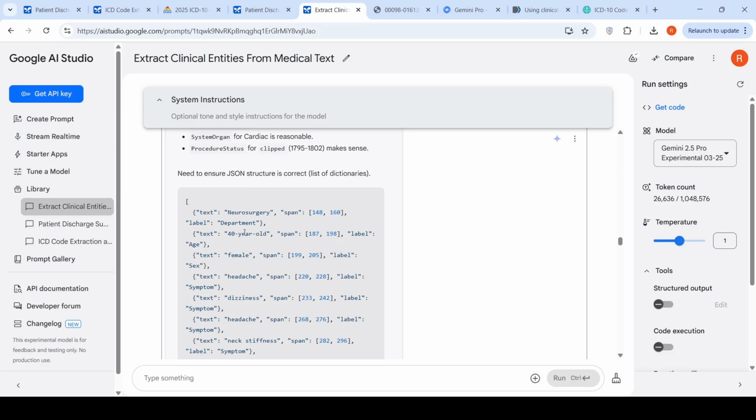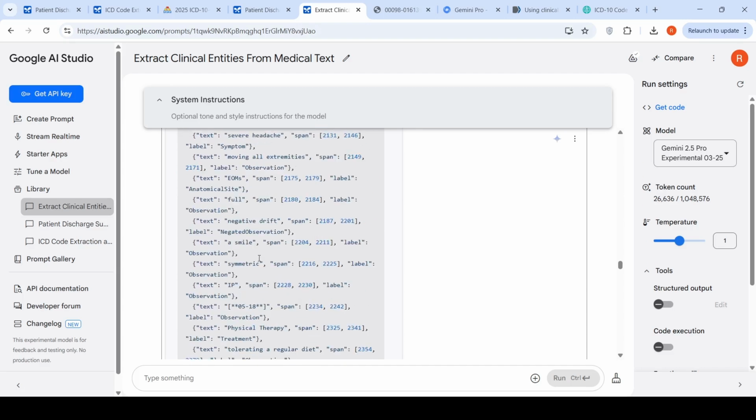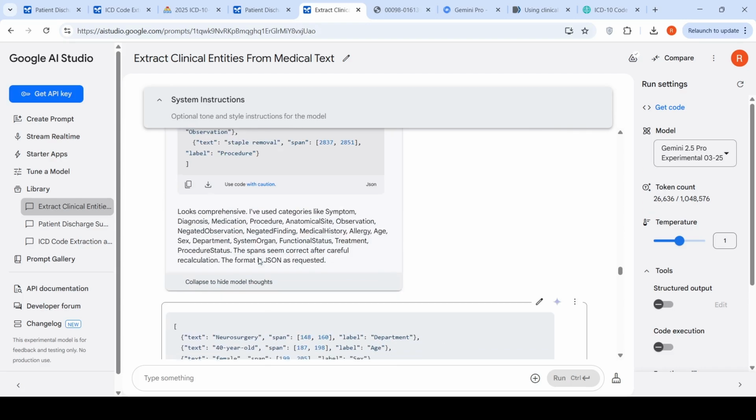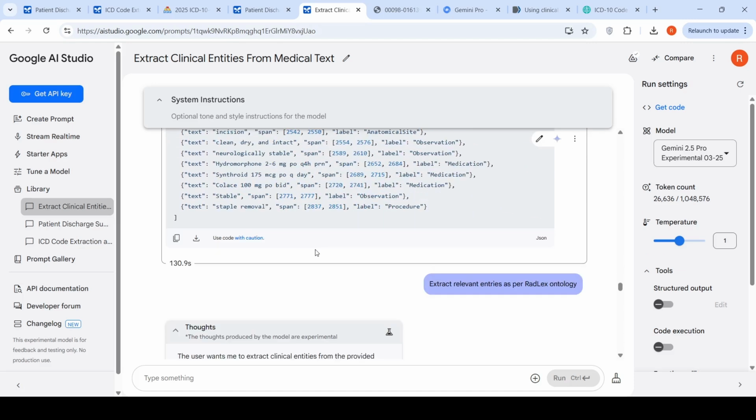If you look over here, it creates things like age 48. It pulls non-clinical entities also, and some clinical entities as well. So some amount of refinement needs to be done to the prompt. This is the output which is created: department is neurosurgery, age is 40-year-old, sex is female, symptom is headache, symptom dizziness, and so on. So it extracts this.